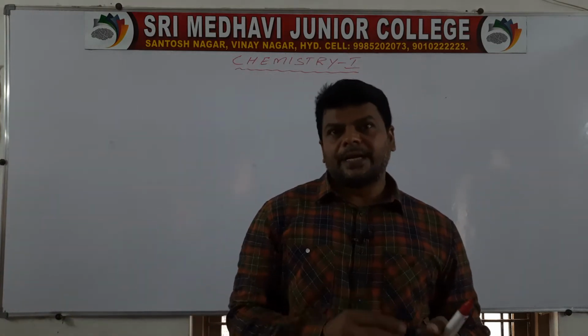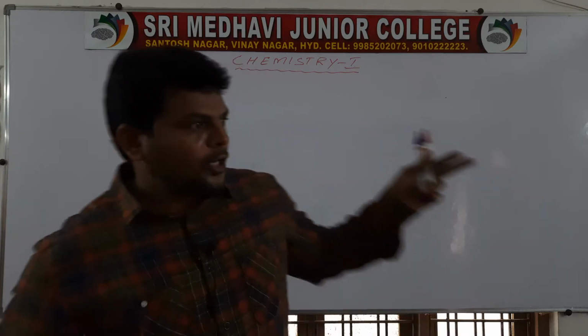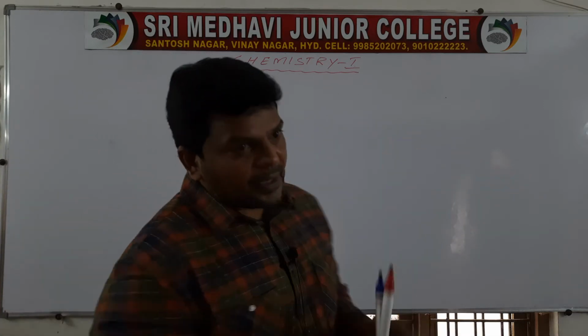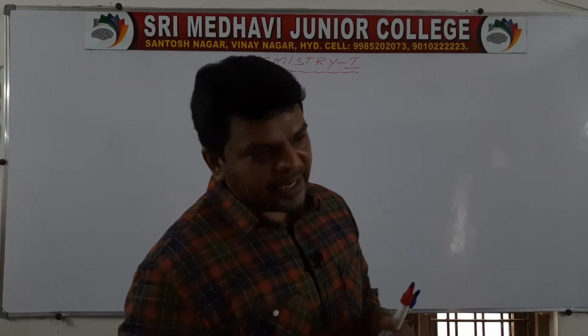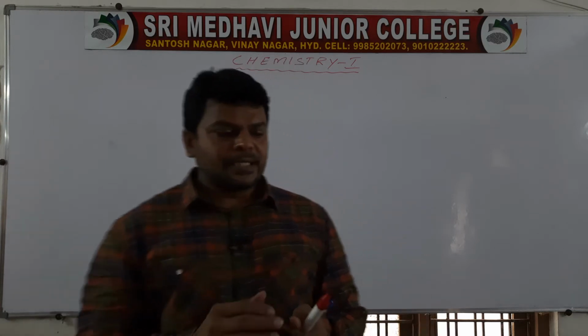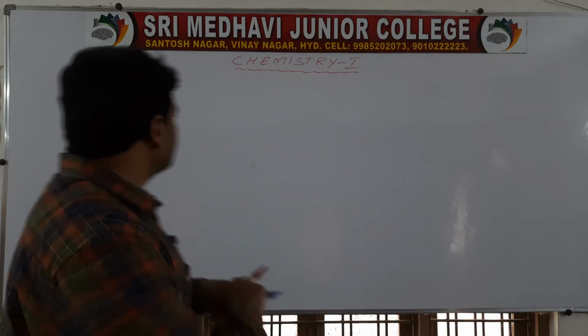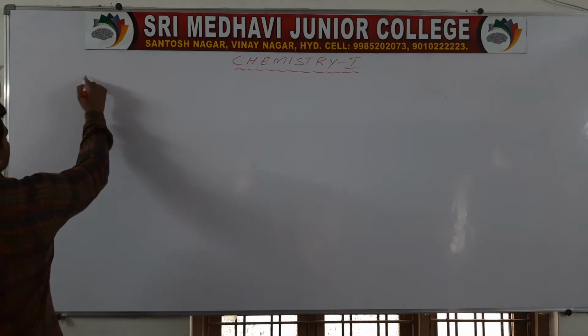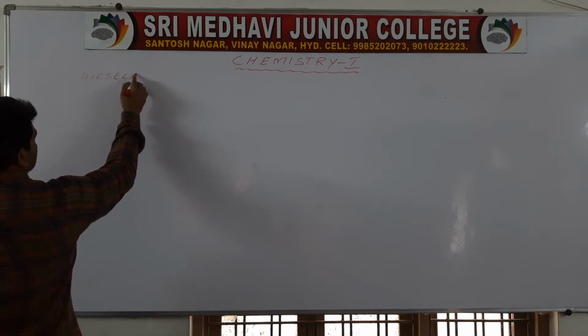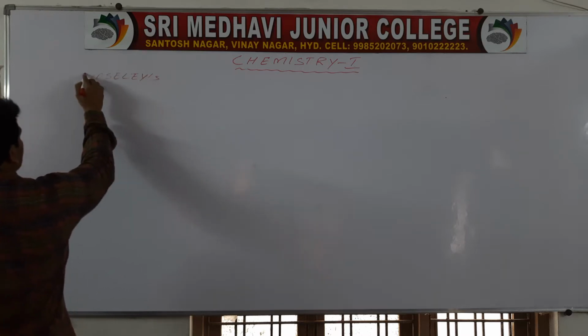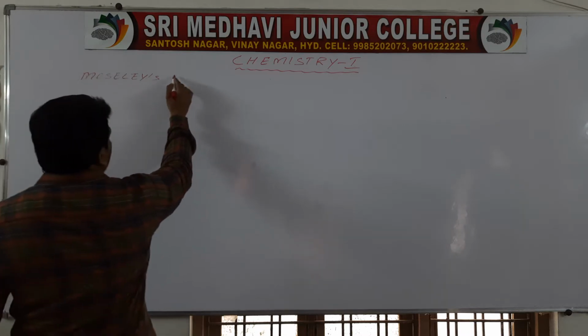In previous class we discussed the classification of the periodic table, Dobereiner's law of triads, Newlands' law of octaves, and then Mendeleev's periodic table. Today we are going to discuss Moseley's equation.